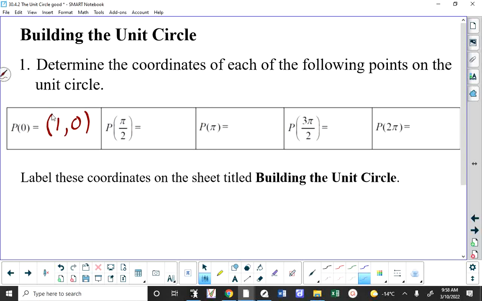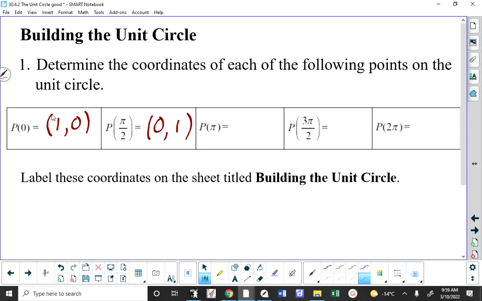For these other three, I'm just going to show using arm motions up here. And if you're watching on video, then you'll miss out on that. But if I take a look at P of pi over 2, and this is how you're going to end up thinking, pi over 2 is here. I'm holding my arm vertically and it's touching the top of the unit circle, but the radius of the circle is 1. So that means the y coordinate up there is 1. And since it's directly vertical from the origin, the x coordinate is 0.